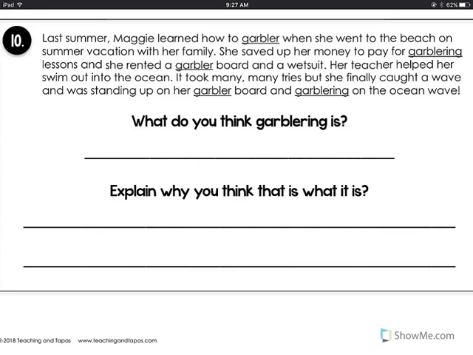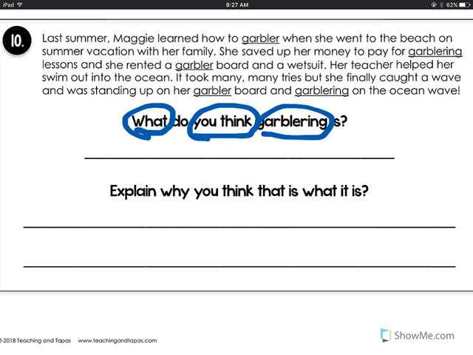So you notice the same word, or just different forms of the same word, garble. So we have to figure out what you think garbling is. I'm going to circle my keywords. I'm going to look for clues. I'm not going to just jump right in and say, oh, I think I know what it means. I have to prove it in the text.